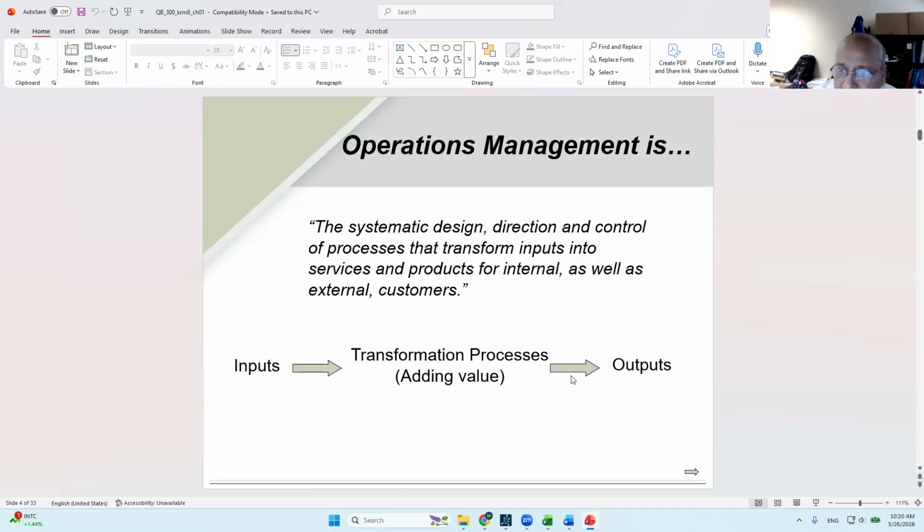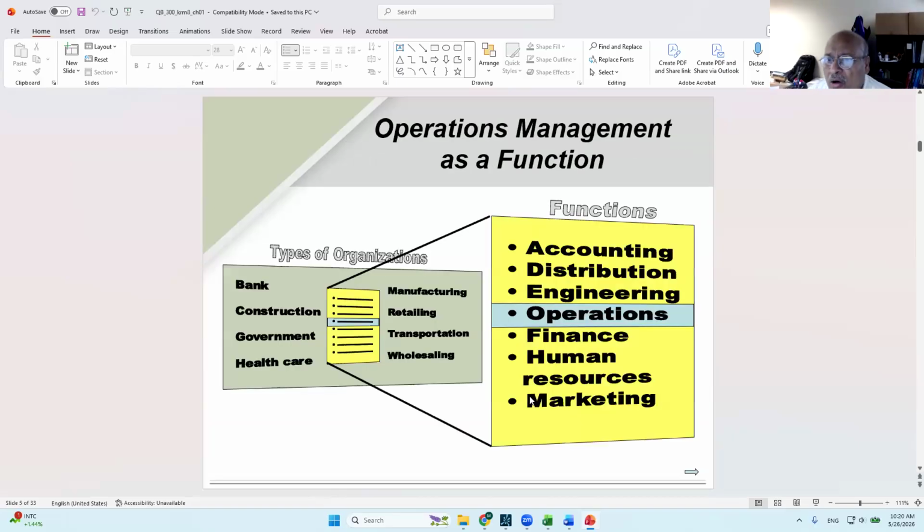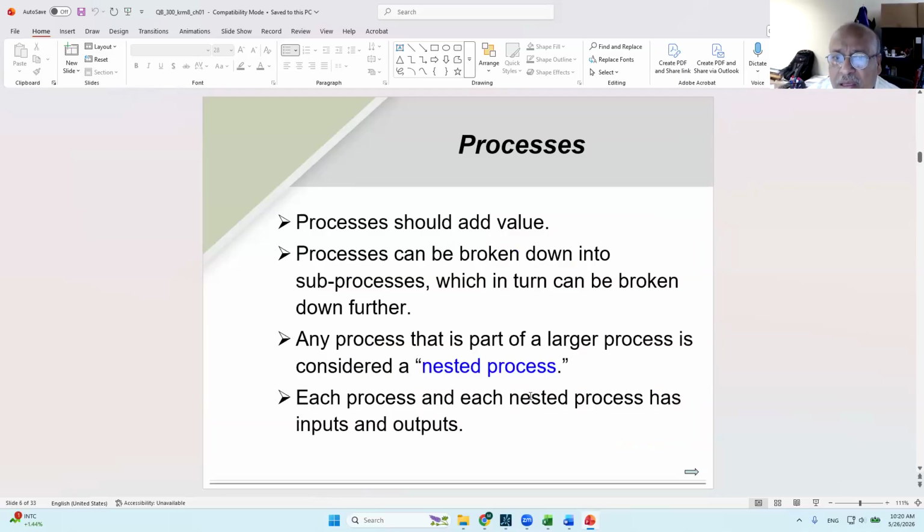All right, next one, operation management as a function. So in a firm, you can see accounting department, distribution department, engineering, finance, human. Also, there is an operations team. And their main job is to create some higher productivity within the given resources. And that is what they do. They add value to every operation.